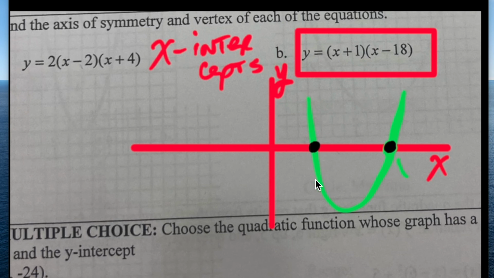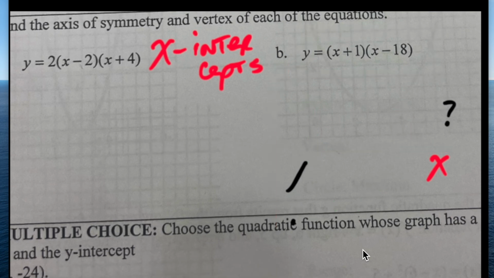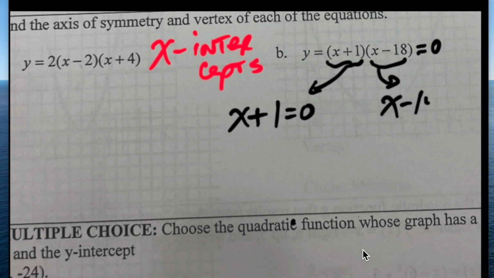Same with this one. So the way you find these, okay, I'm going to put question marks because we don't know what those are. The way you find them is you take this y and you set it equal to 0. And whatever x values here make that y value 0, that'll be our question marks. How do you do that? You take each of these factors, okay? So again, we're going to set that equal to 0. We're going to take this and set that equal to 0. And we're going to take this and set that equal to 0. And now we're going to solve for x.